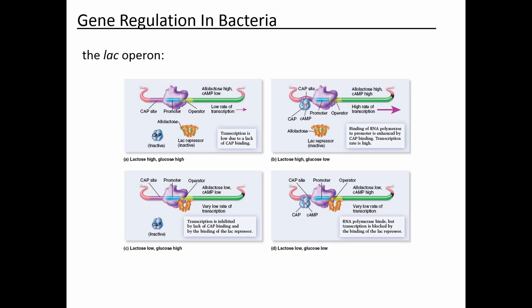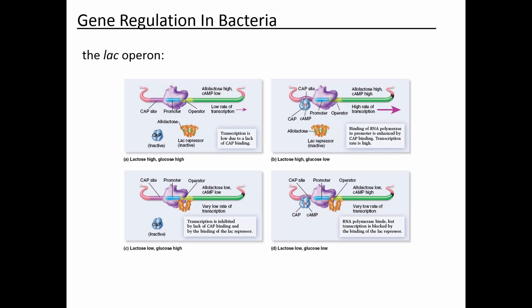So again, similar to this situation up here, because you have glucose present, it's inhibiting cyclic AMP production, which means that it's not going to be bound to CAP, which means that CAP cannot bind to the CAP site. And in addition to that, because you don't have lactose, there's no allolactose around, which means that the repressor is active and bound to the operator. And so in this situation, it's off for two reasons. One, the repressor is bound to the operator, inhibiting transcription. And then in addition to that, CAP is not bound to the CAP site where it can activate transcription.